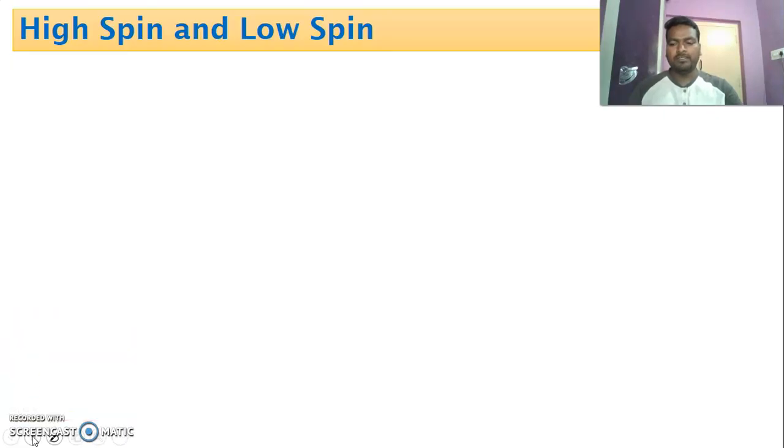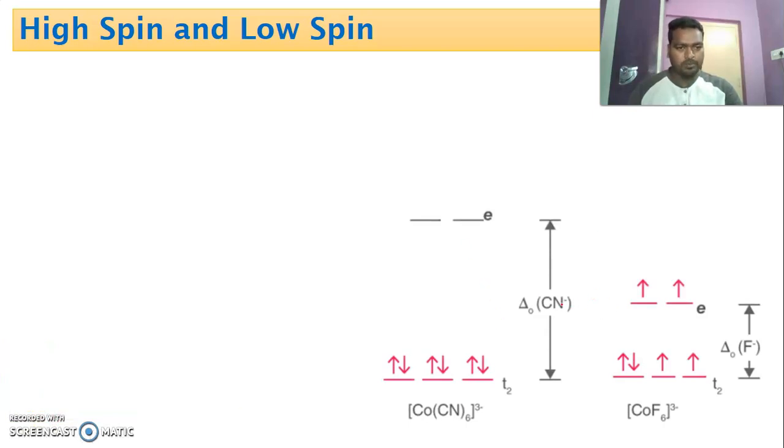Before going to understand this, let us observe this picture. Here we can find that there are two coordination complexes. One is the hexacyanocobaltate(III) complex, and the other is the hexafluorocobaltate(III) complex. In both the complexes, the central metal ion is cobalt and its oxidation state is +3. And if you look at the electronic configuration, it is a split configuration.